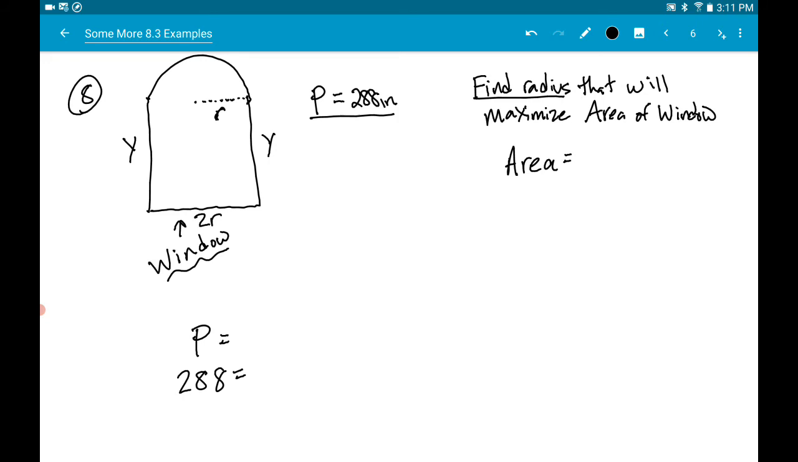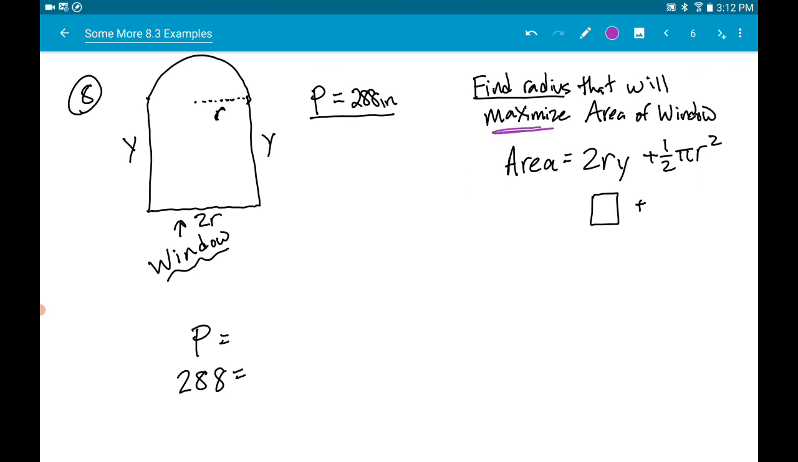And so let's start with the area. The area is going to be 2ry. That's the rectangle. Plus pi r squared is the area of a circle. But I need to cut that in half because I want the area of a semicircle. And that is the equation that I'm going to maximize.